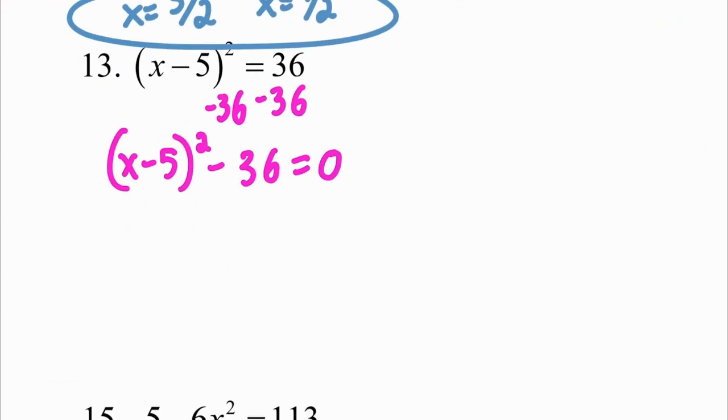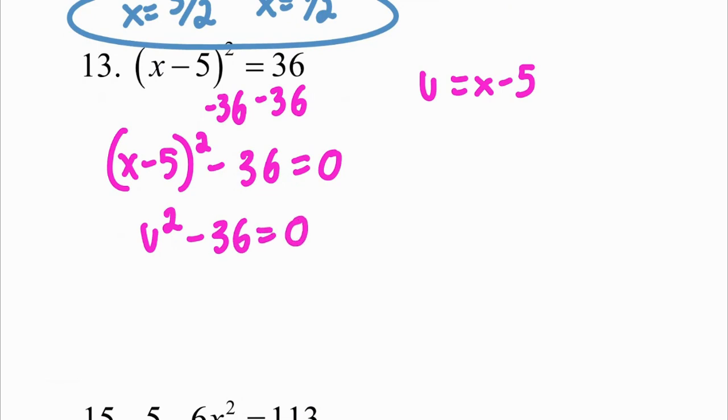We can say that U is equal to x minus 5. Now when we do that, we can change this to U squared minus 36. So I'm replacing that x minus 5 with that U. And then we can factor this. We take the square root of the first term plus the square root of the second, and then the square root of the first minus the square root of the second.